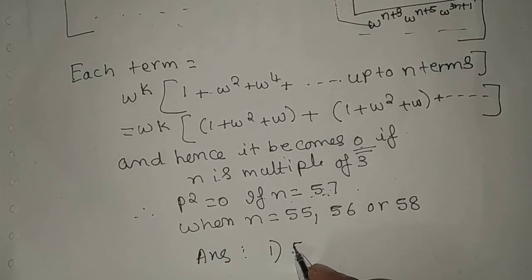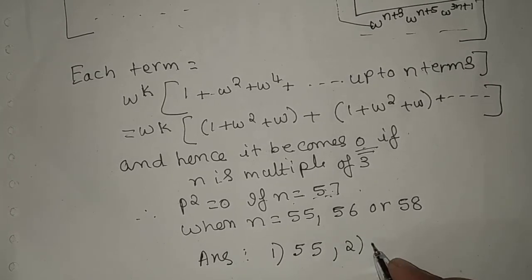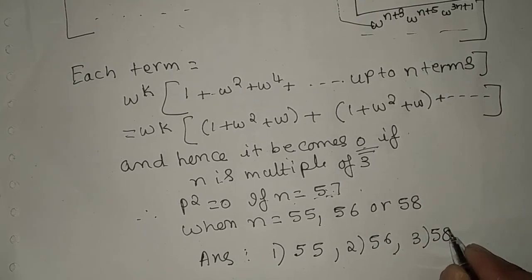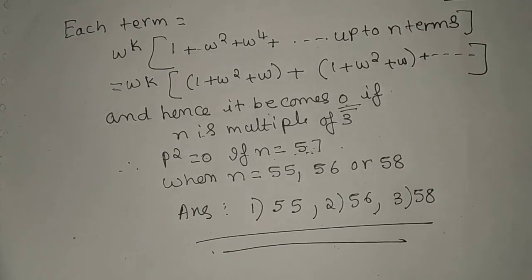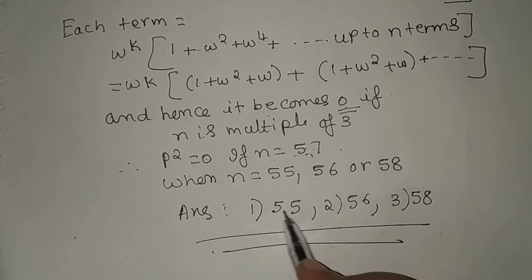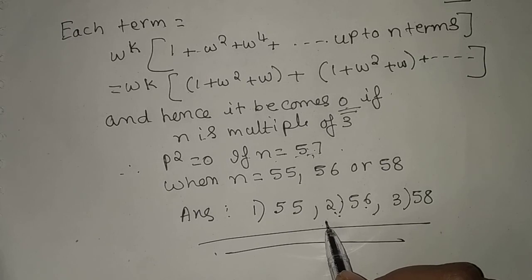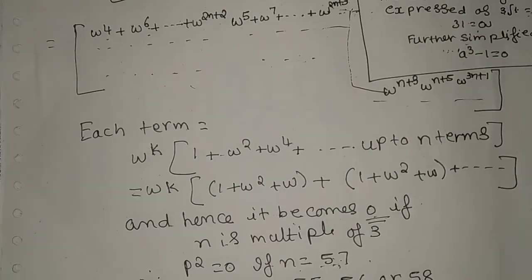Option 1 is which? 55. Then option 2 is 56, and option 3, 58 is the correct answer. All the three options are correct here. So leaving that 57 which is divisible by 3, therefore P square will be equal to 0. In these three cases P square will not be equal to 0. The question they have asked is P square not equal to 0, what is the value of n. These three are the values of n. So we move on to the next question.